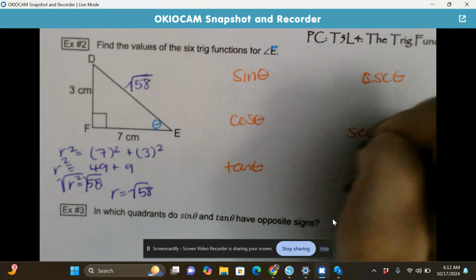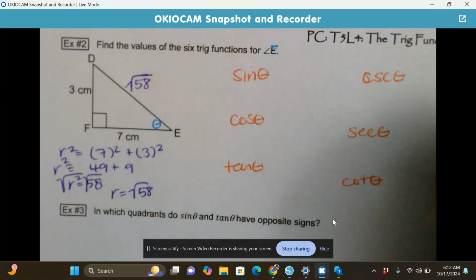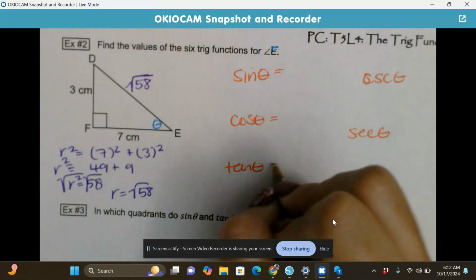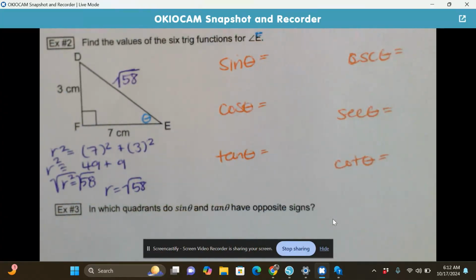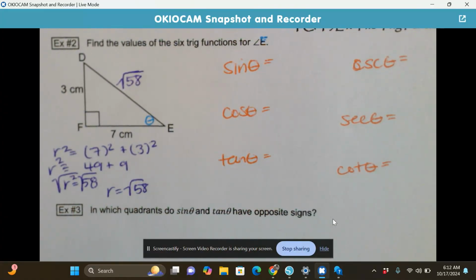cosecant, secant, and cotangent. All right, and now this time there is an extra step. Obviously, that's why we're going to do this type of problem. Because whenever I do, the r has a radical in it. Remember, we can't leave a radical in the denominator.